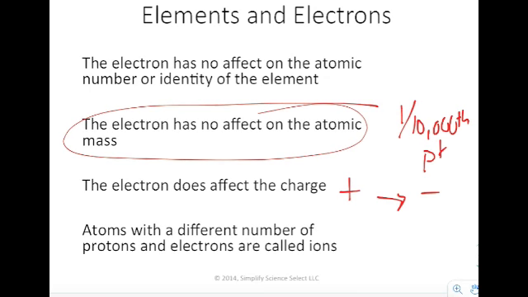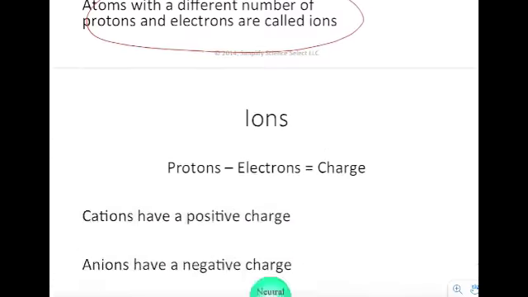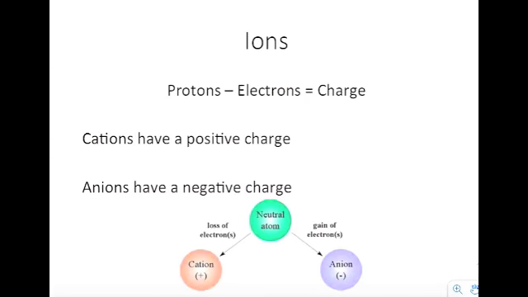Atoms with different numbers of protons and electrons are called ions. For ions, the protons minus the electrons is equal to the charge. One of the things you should realize is that you can have a positive charge if you have more protons than electrons, say 7 minus 6. That would be a +1. You can also have a negative charge. Let's say that you have 7 protons but you have 8 electrons. That would give you a charge of -1. So you can have positive and negative ions.